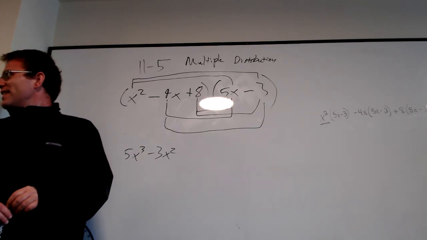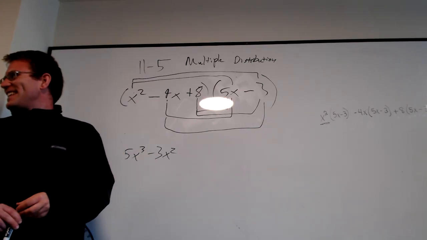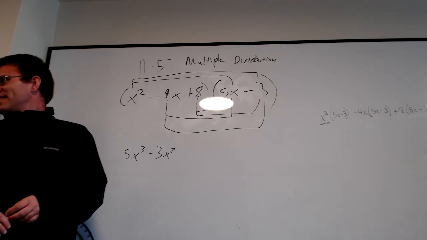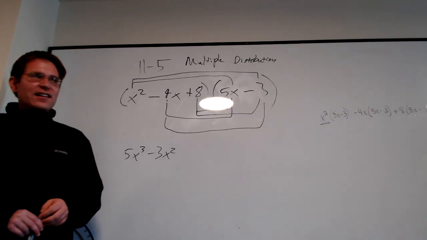Hence it's called multiple distribution. So yesterday you did single distribution. Today you're doing multiple distribution because you're multiplying several things times that one.